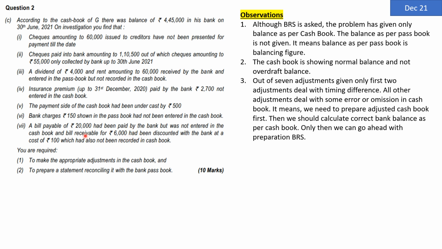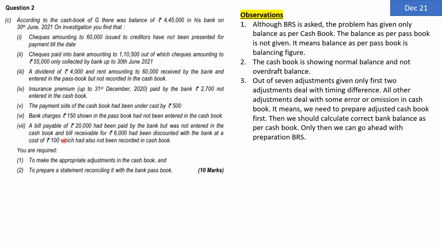Let us record them. It's a bill payable paid by the bank directly. Since the bank has paid it, passbook must have recorded it. Cash book is not yet knowing about it. Now since the information is available to us, we will record it. It's a payment. It will be coming on payment side of cash book. And bill receivable of 6,000. Bill is of 6,000, remember. But it is discounted with the bank.